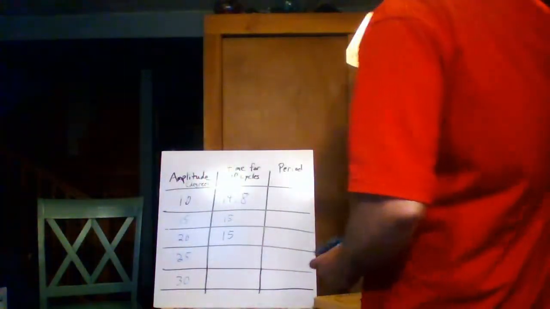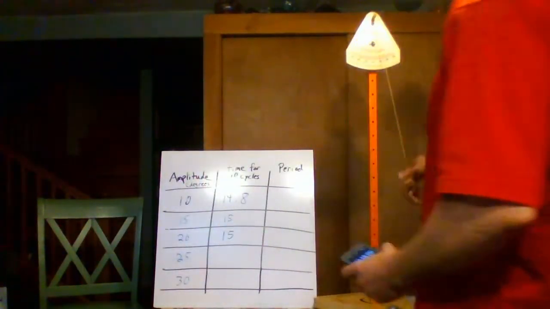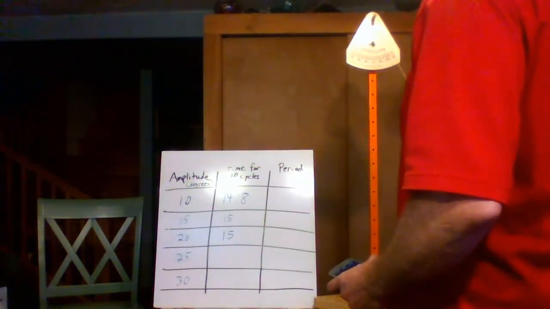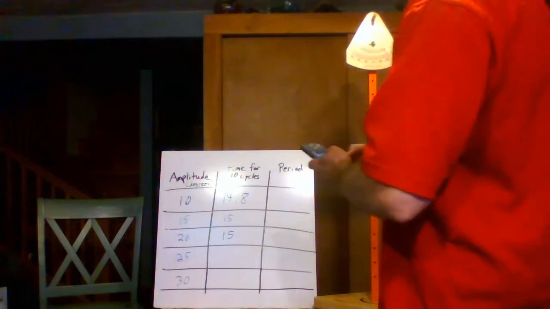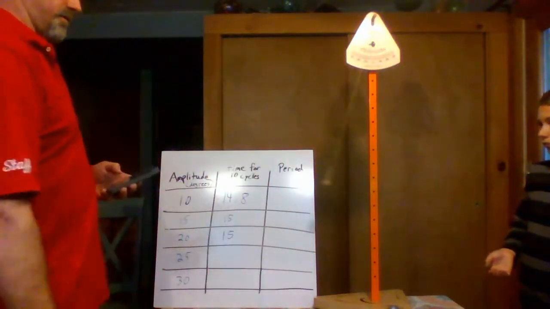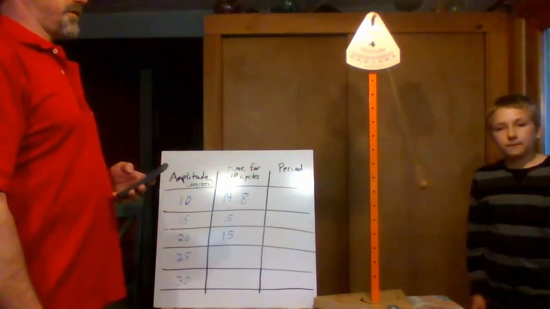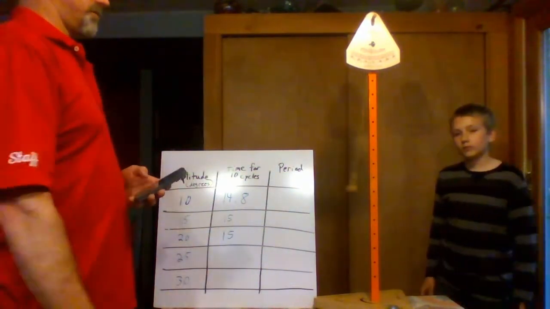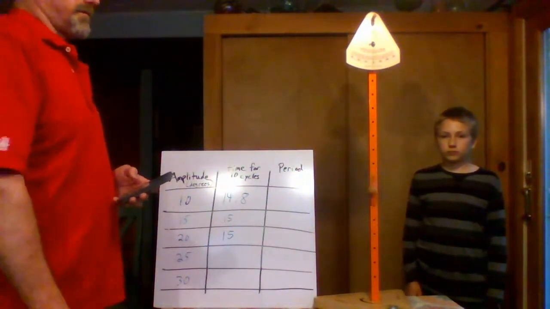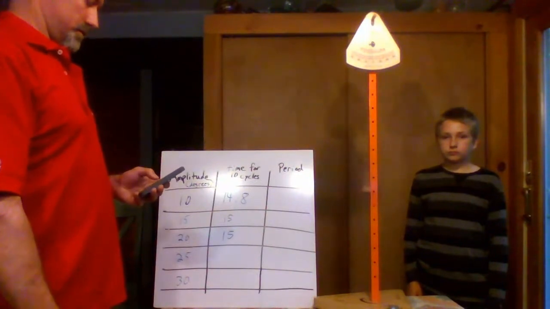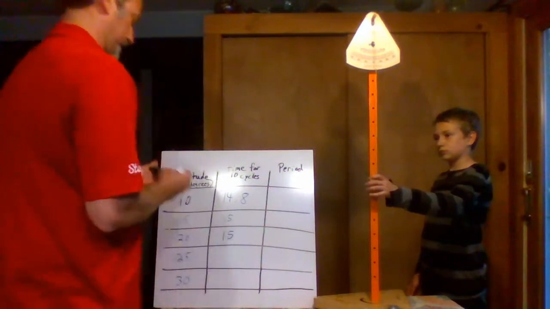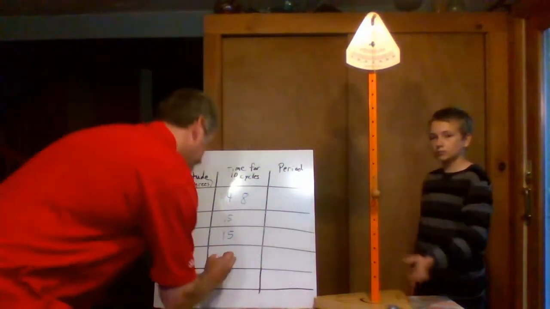Next up, 25. Going all the way. Okay. And go. 1, 2, 3, 4, 5, 6, 7, 8, 9, 10. 15.1.